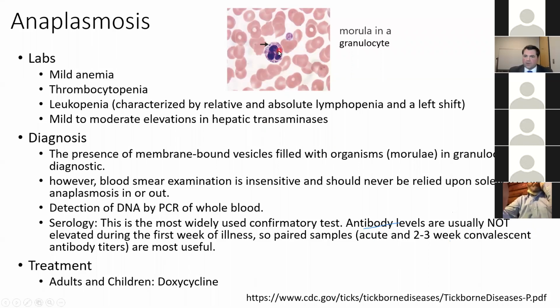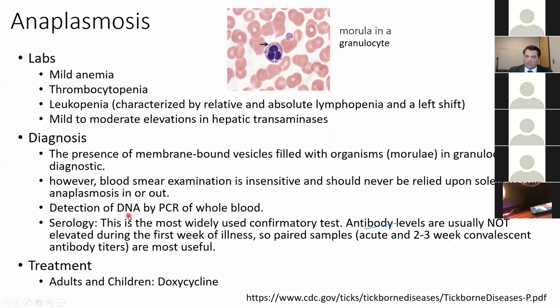And here again, we have a morula in a granulocyte. In the labs, they can have mild anemia, thrombocytopenia, leukopenia. The diagnosis is the presence of the membrane-bound vesicles filled with the organisms, the morula, in granulocytes. And this is what I was saying. The blood smear is not very sensitive, and you can't use it to say that they don't have it.